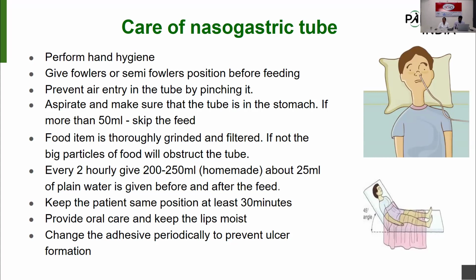Every 2 hours feeding, that is 200 to 250 ml homemade feed, and about 225 ml of plain water. Whenever we do a feeding, we have to give first water, then food, then water, right? Then also before and after the feed, keep the patient in the same position for at least 30 minutes.